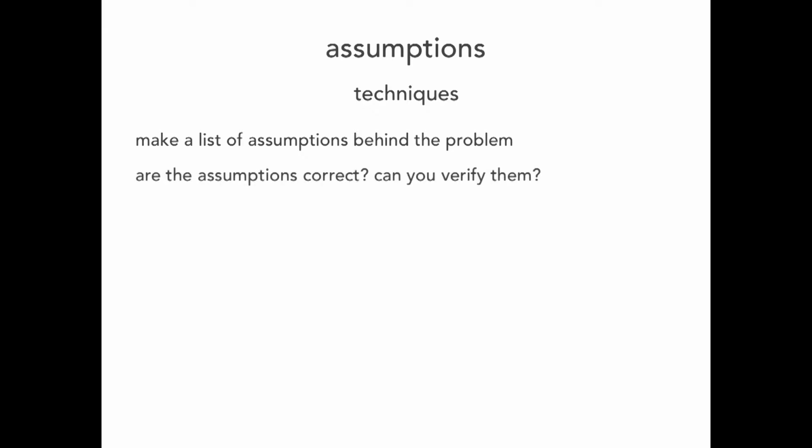And then the second step, ask, are these assumptions correct? Can we verify them? So what I have in this spreadsheet are various columns. I'll have a column for, is it verifiable? Can it be verified? Is it verified? So on and so forth.